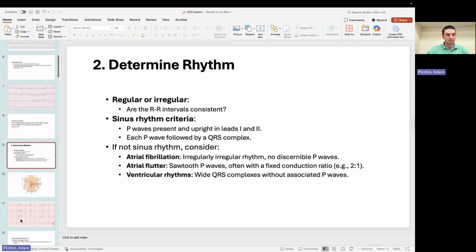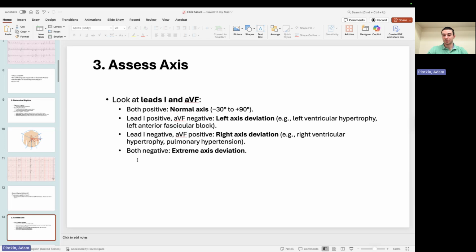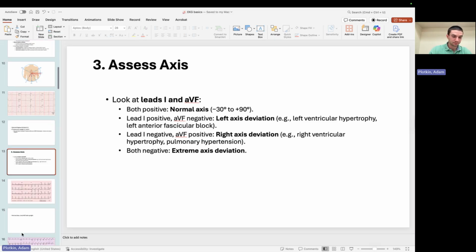Okay. The axis, right? Normal axis is 1 is up, aVF is up. If 1 is up and aVF is down, they're leaving each other, left axis deviation. If 1 is down and aVF is up, they're coming right at each other, right axis deviation.